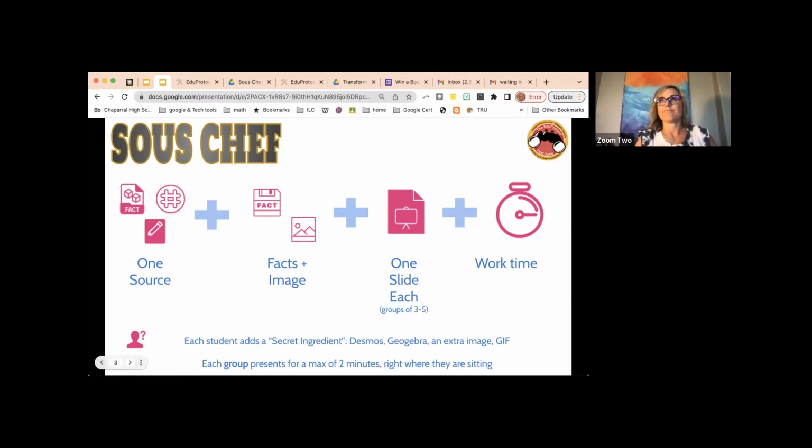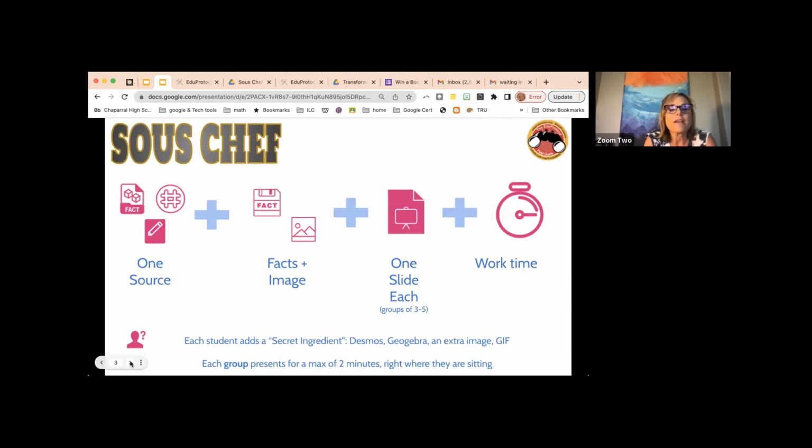Now, if you're not familiar, EduProtocols are lesson frames where the template stays the same and then you insert new content. And if you've used Iron Chef, Sous Chef is the math version of Iron Chef. And the big difference is the time frame. With the Iron Chef, time was of the essence, with speed to complete your slide. Whereas in Sous Chef, in math, sometimes kids need a little bit more time to process the information. So there's just work time, and that's left up to you as the teacher.